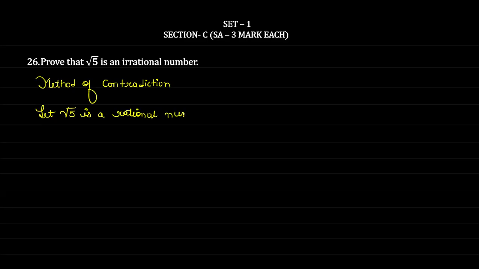If root 5 is a rational number, we know that every rational number can be represented in the form of A by B, or P by Q, whatever you want to write. I'm writing here P by Q. Now the condition is where P and Q are co-prime integers. Now what is the meaning of this co-prime integers?